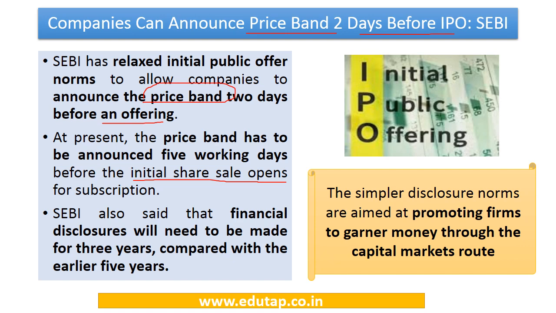Now SEBI has also said that the financial disclosures which are required to be made are also going to be made simpler, and they are going to be provided for 3 years only. Earlier they were to be provided for 5 years. So this is about SEBI introducing some norms with regard to public issue of securities. Now the price band can be announced 2 days before, and the financial disclosures will only have to be made for 3 years. So these kinds of simpler disclosure norms are going to promote firms to garner money through the capital market route. So this is going to promote more and more firms to come to the capital market and raise money.